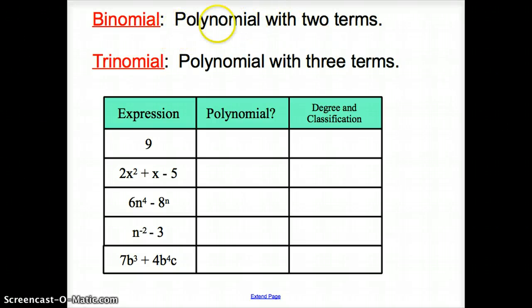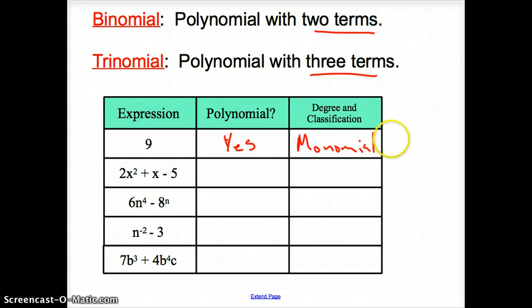A binomial is a polynomial with 2 terms, and a trinomial is a polynomial with 3 terms. Now they keep going on and on, but the ones that you really have to know are binomial, which is 2 terms. A polynomial with 3 terms is a trinomial. So, starting off, is 9 a polynomial? Yes, it is, and its classification is a monomial.